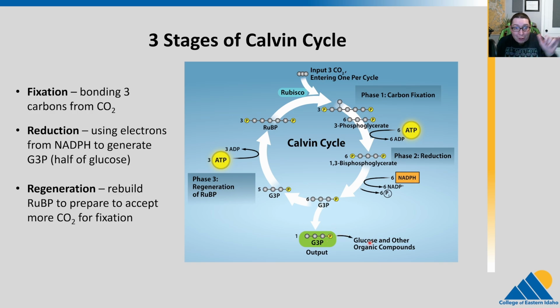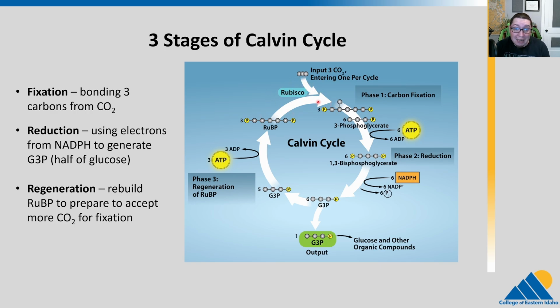Two of those together will form a glucose molecule, but this can actually go on to become several other different types of organic molecules. Don't worry about that. For us, just think of it as sugar. Then we have to regenerate the RuBP. The regeneration phase uses ATP energy as well. So we're taking this and regenerating it.